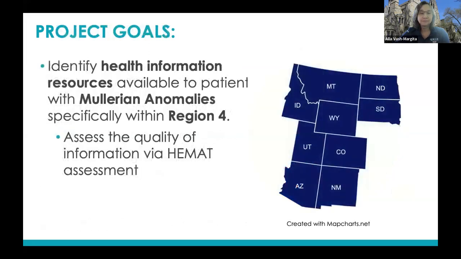Thank you so much, Alla. So our project goals were to identify health information resources available to patients with Mullerian anomalies, specifically within Region 4. And to do this, we undertook a very exhaustive environmental scan using both a literature review and Google searches. Given that 55% of the patients identified the internet as one of the resources that they utilize when looking for health information on Mullerian anomalies, we also did a quality assessment of this information using the HEMAT assessment tool. Next slide, please.